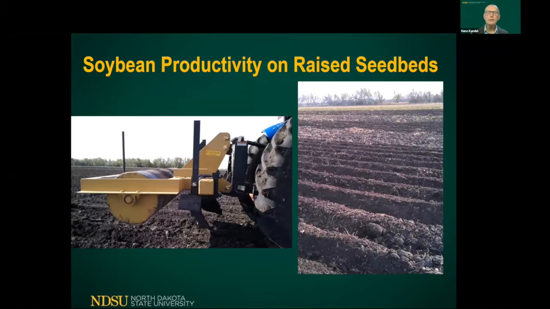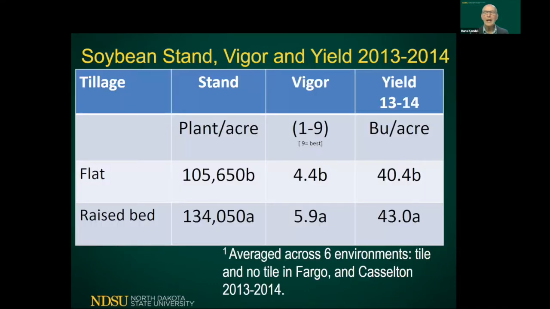So the other research that I've been involved with is looking at raised beds or ridges. And the idea here is, if you cannot afford to put in tile, what about raised beds? And this research has been done basically in the eastern part of the state. I'm just giving you a quick snapshot. Flat means no ridges. Raised beds are the small ridges.